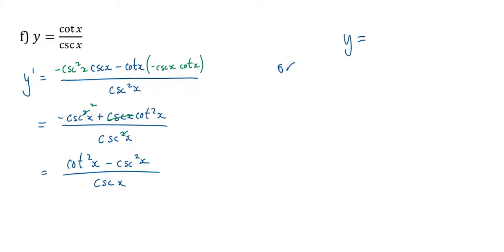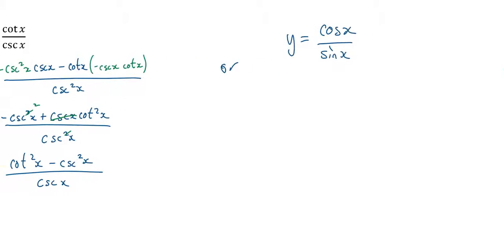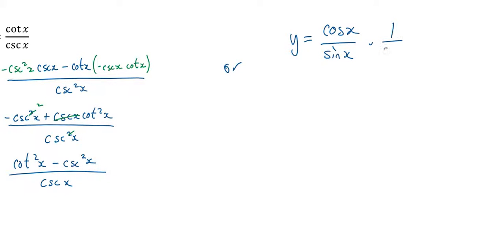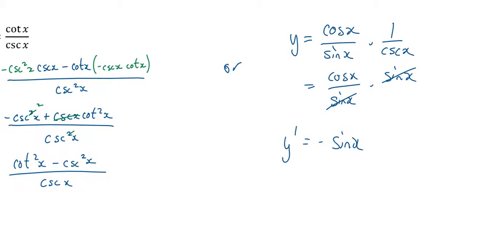Or could we have done it this way? If y is cotangent x times cosecant x, that's like cos x over sine x, because it's the reciprocal of tan, and times 1 over cosecant. What's 1 over cosecant? Sine? Which way is easier?